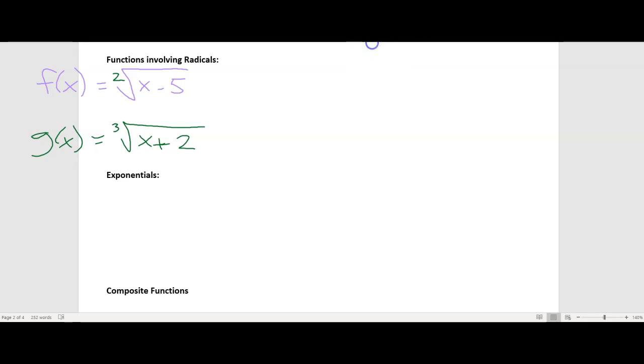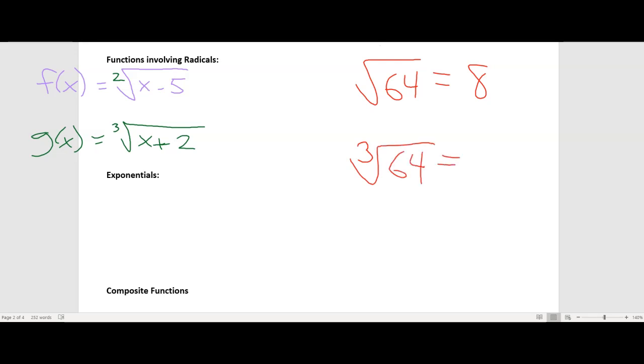Two quick examples just to show us, right? The square root of 64 is equal to 8. The cubed root of 64, well, what's a number that I can multiply by itself 3 times to get 64? And that's 4. Right, 4 times 4 times 4, 64. So that index tells us that we need to do something different based on what the value of it is.